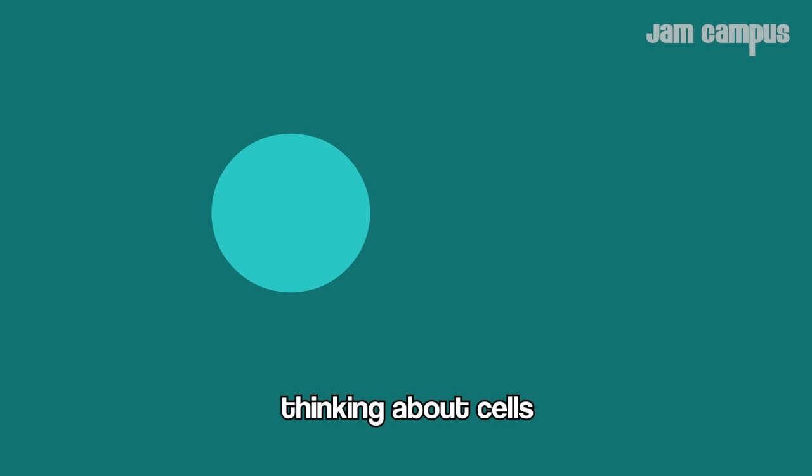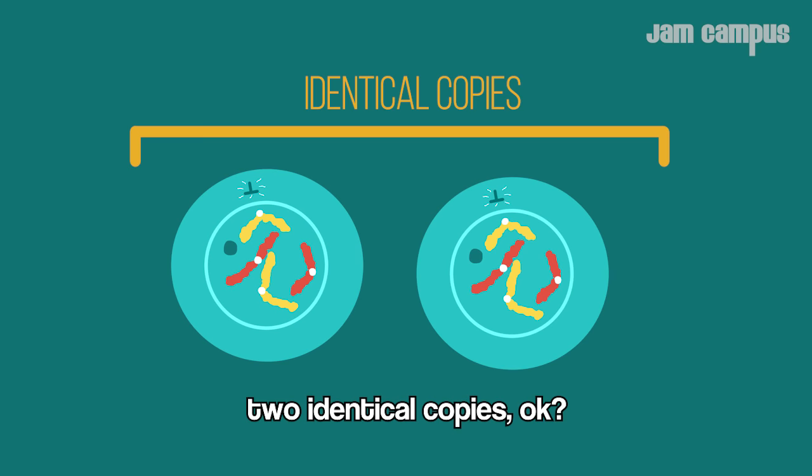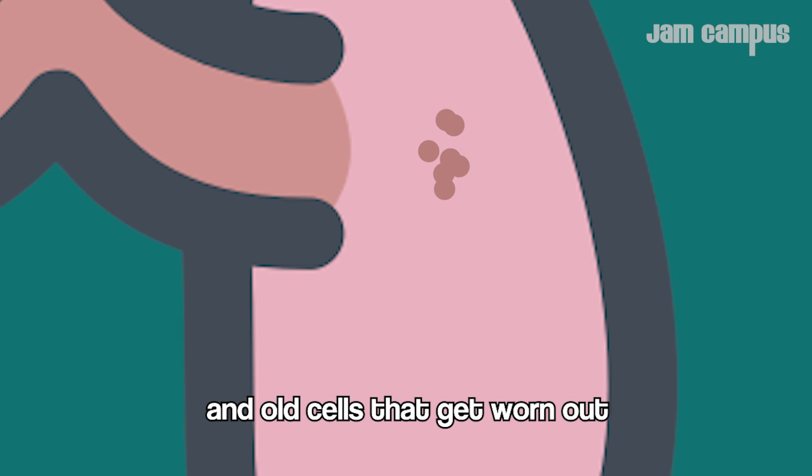Cells can reproduce and divide by themselves. One of the two division forms is known as mitosis. A mother cell divides into identical daughters. A perfect copy, remember this: two identical copies, okay? Two sets of chromosomes, nucleus, DNA. Most cell divisions in your body are used for your development. And mitosis makes perfect copies.